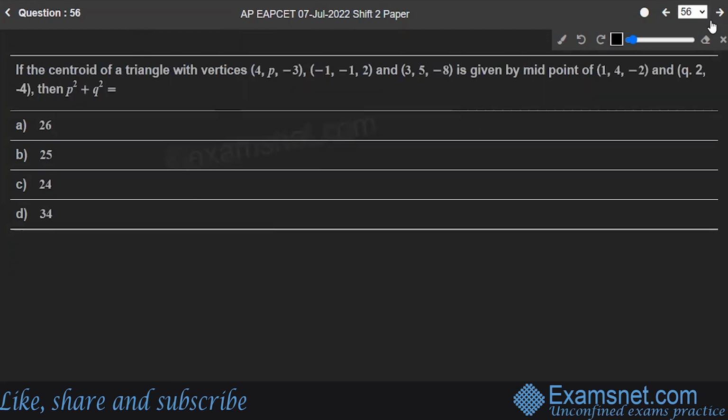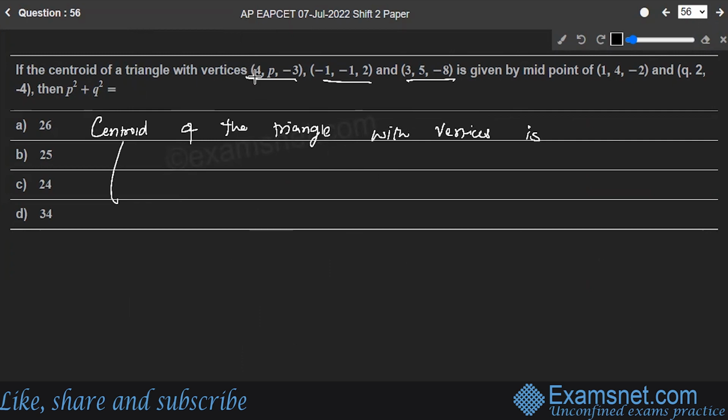Next, question number 56. If the centroid of the triangle with these vertices is given by the midpoint of these two points, then p square plus q square is given by. So easy question, right? You are given the centroid of the triangle with vertices 1, 2, 3.